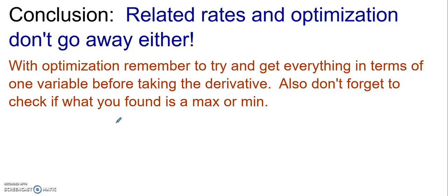Okay, so we want to remember that with optimization and related rates, we want to try and get everything in terms of one variable if possible. With optimization, we need to make sure to find our critical values and test to see if they are maximums or minimums. With related rates, remember you are always taking the derivative with respect to time, so everything is implicit differentiation.